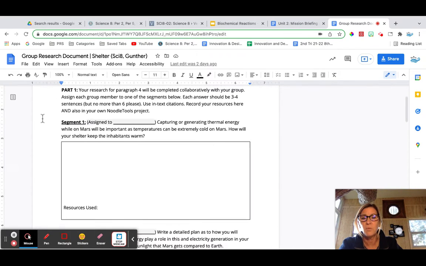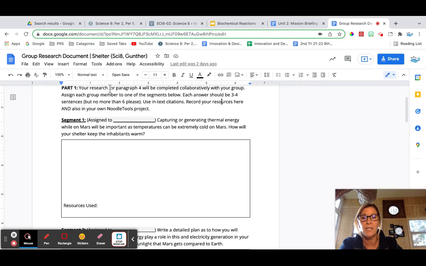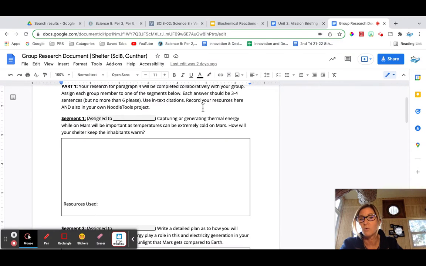Okay, so here's what we'll be talking about. The first person is going to be writing a segment that's all about thermal energy. So what are you going to do to make sure that everyone that lives in your habitat is warm? So be thinking about either capturing or generating thermal energy, what that might look like, and different types of possible ways to insulate and keep the heat energy that you capture or create inside your habitat. So that is what this person will be researching and writing about.